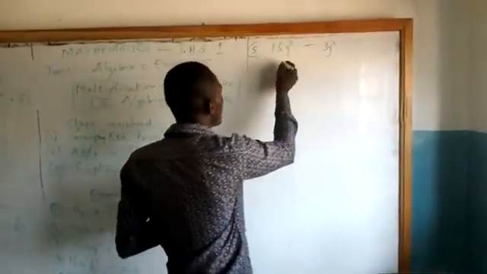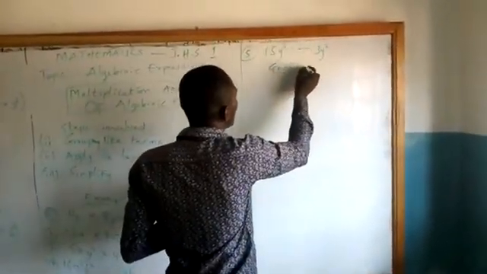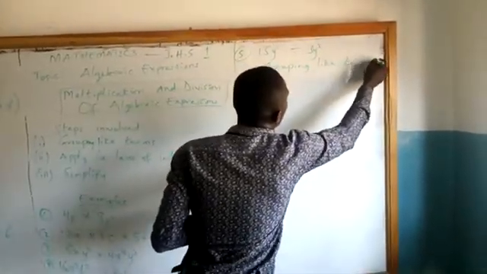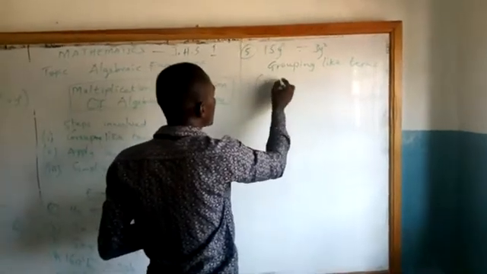Here, as usual, you go by grouping like terms. So you put the constants in one bracket.